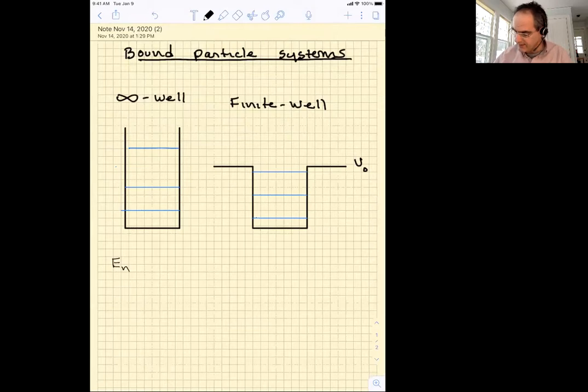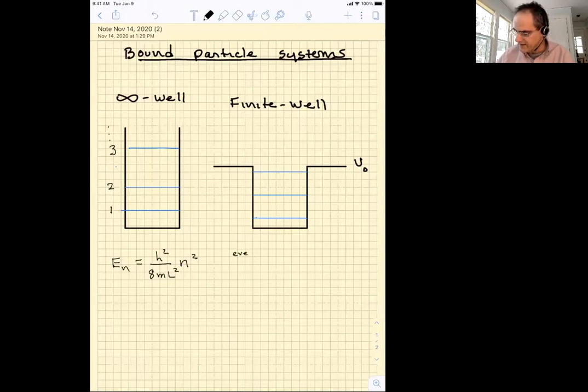In the case of the infinite well, the energy states are described by a simple analytic formula. The energy of the nth state is given by h squared over 8mL squared times n squared, where n is the quantum number for the state. Since the walls are infinitely high, there's no end to the number of states, and they're all described by this formula.